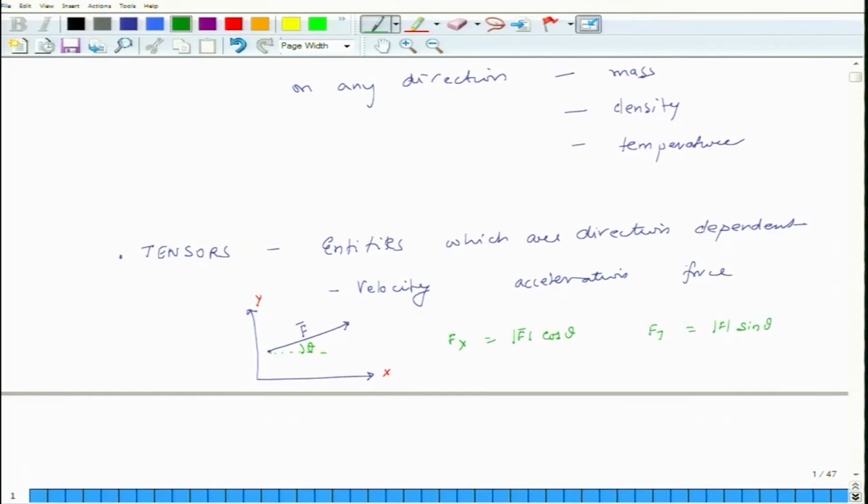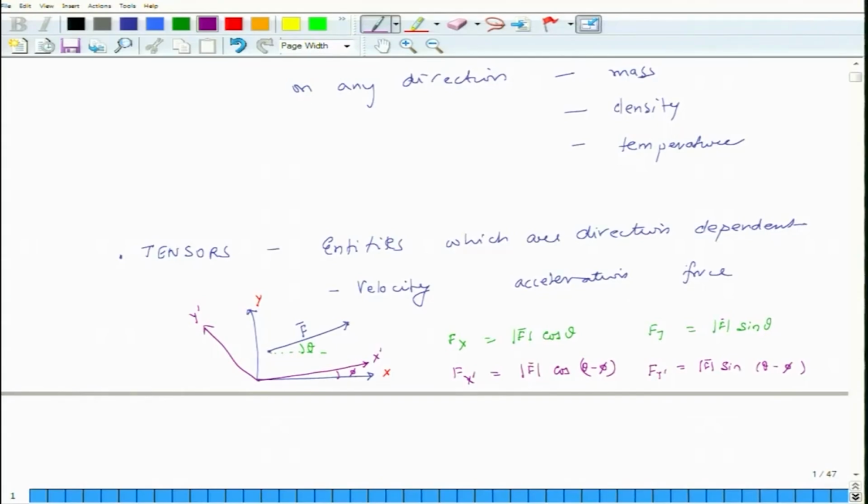Now, let us consider another coordinate frame, which is basically the first coordinate frame rotated by some angle. Let us say this is x prime and y prime, and the angle between x prime and the x axis is, let us say, phi. Then if I measure the values of force along the x prime and y prime directions, then fx prime is equal to modulus of f cosine of theta minus phi, and in the y prime direction it is modulus of f times sine of theta minus phi.